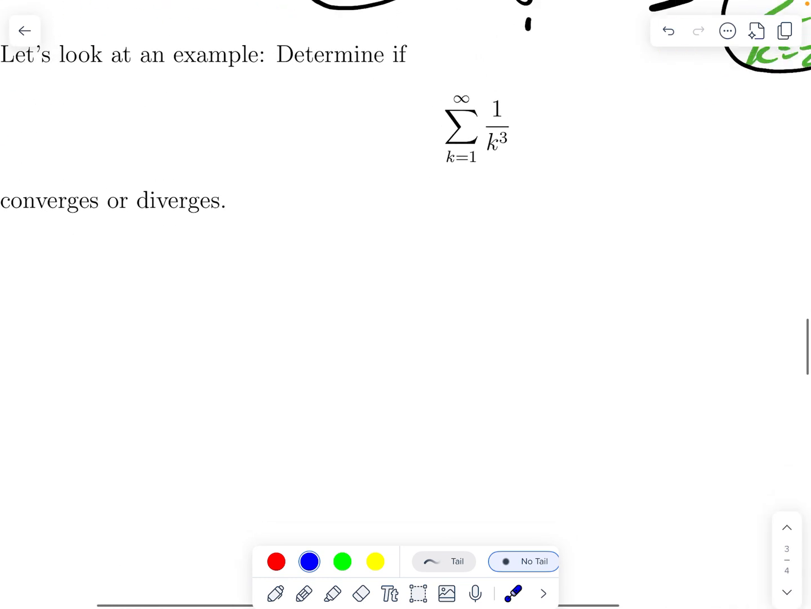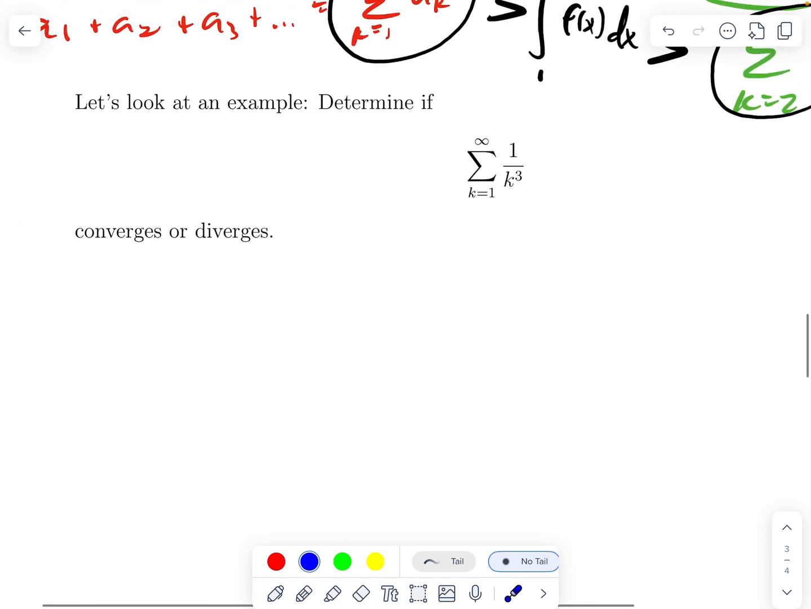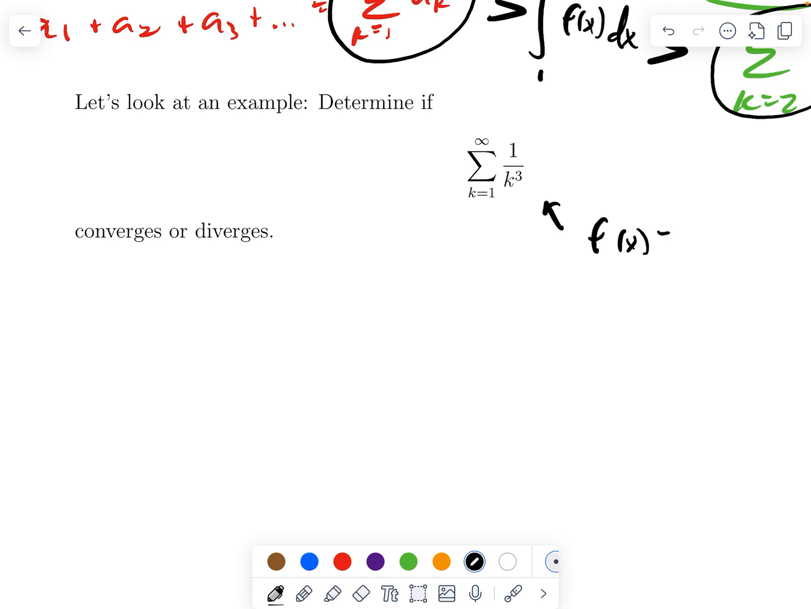Let's look at an example. Determine if this series converges or diverges. So right off the bat, we can say, all right, this is like f of x equals 1 over x cubed. And I'll just observe that the limit of those individual terms is 0. So this thing at least has a chance of converging. Right? It doesn't have to, but at least it's eligible.